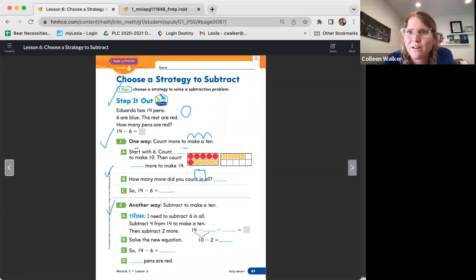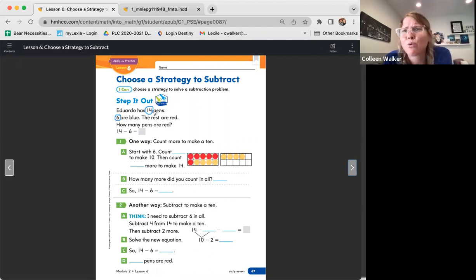And I will clear these drawings. All right, so let's go ahead and get started right here. It says, Eduardo has 14 pens. 6 are blue, the rest are red. How many pens are red? So we know he has 14 pens, so notice I'm circling it. 6 of them are blue and the rest are red.